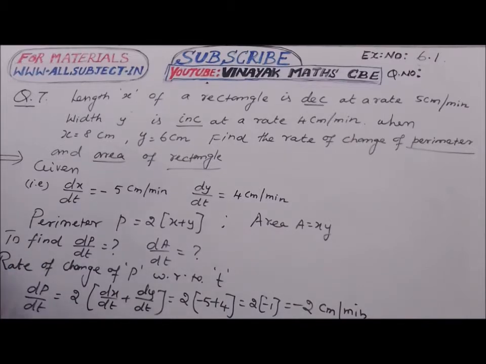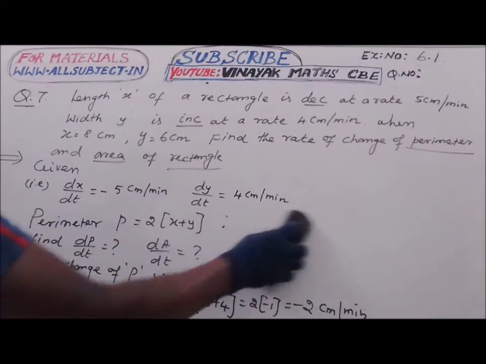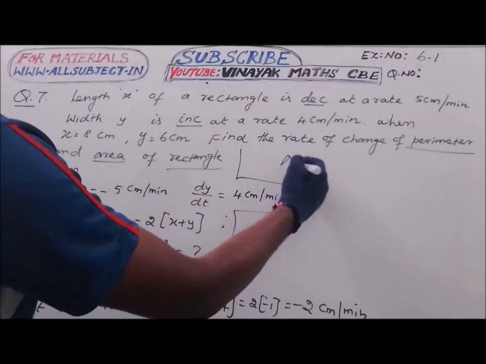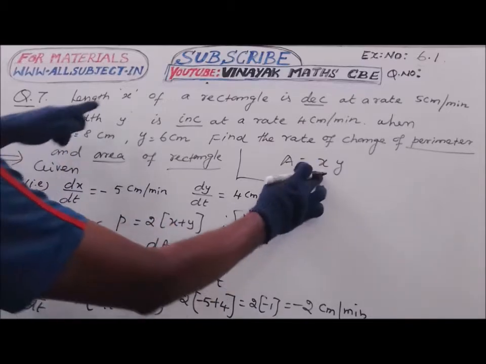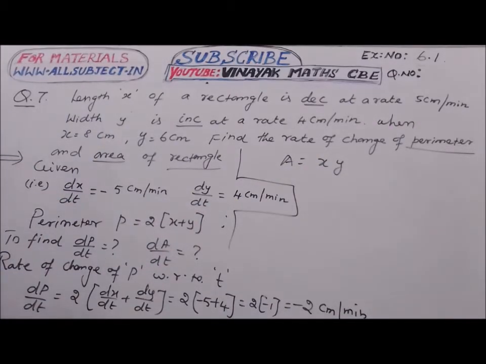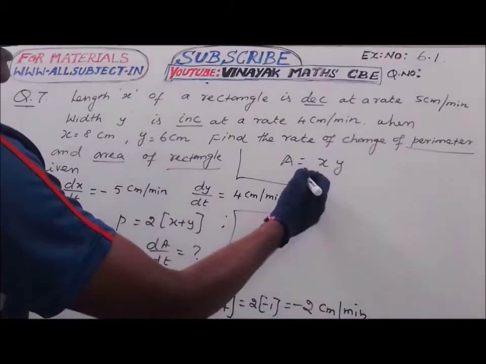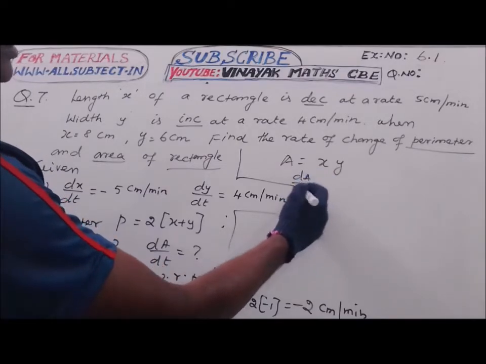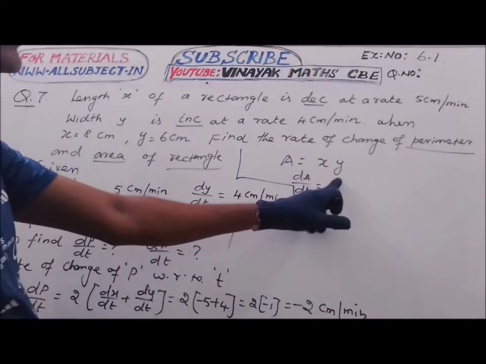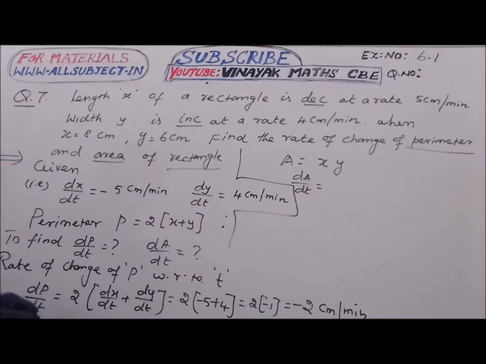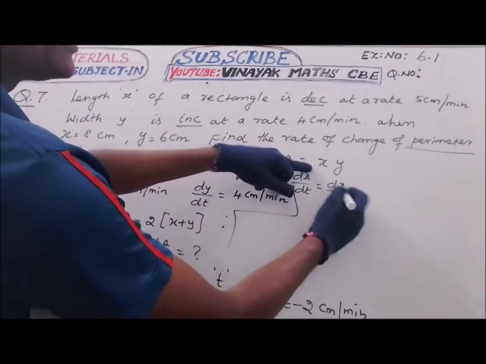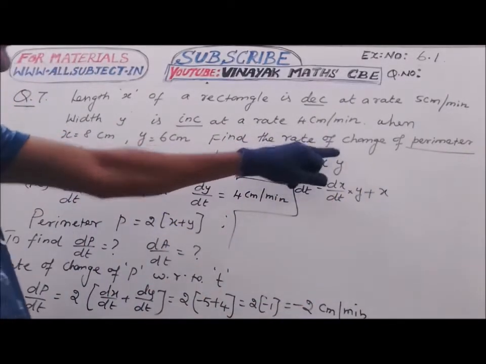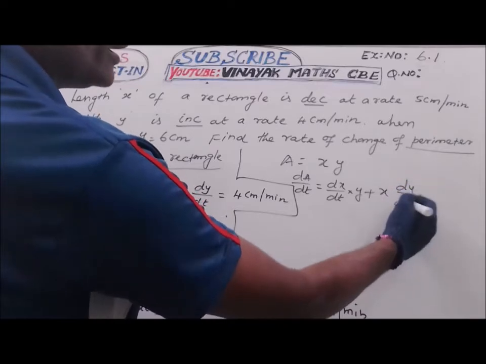Now we need to find the area. Area of the rectangle A is equal to xy. x is length and y is width. Now we need to calculate rate of change. Both are functions of time t. With respect to time t, differentiating, dA by dt equal to, here we have both functions, so we should apply the product rule. Differentiating x with respect to t, dx by dt into y, plus keeping x the same and differentiating y with respect to t, we have dy by dt.